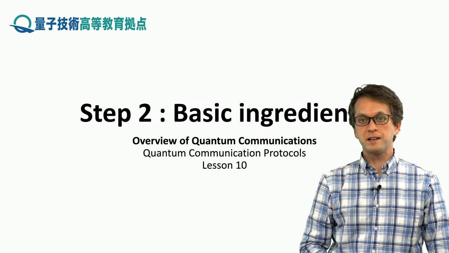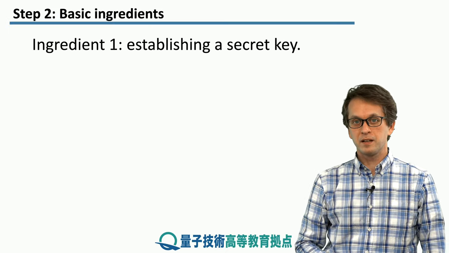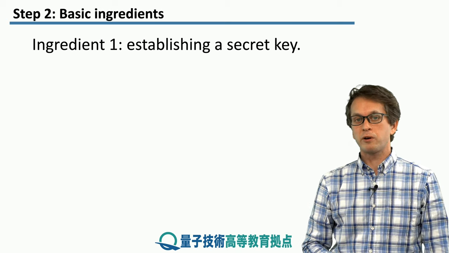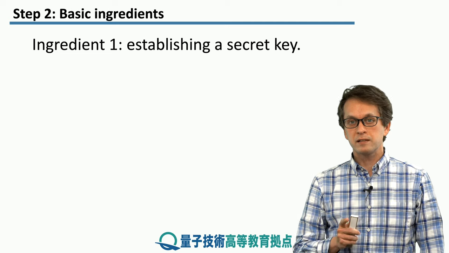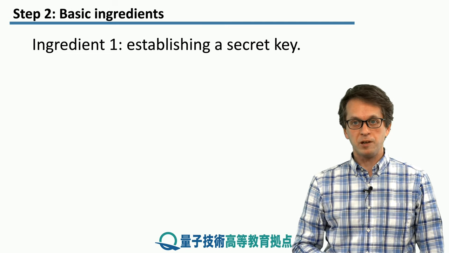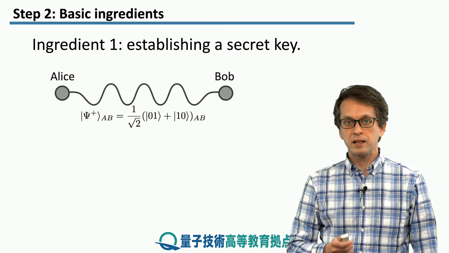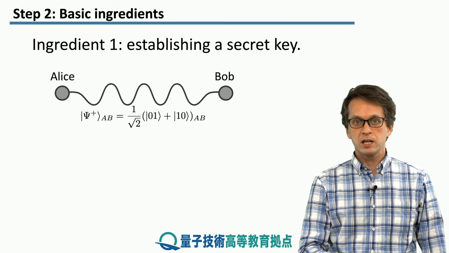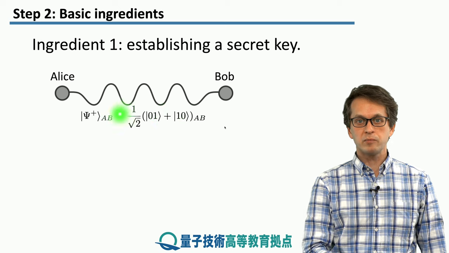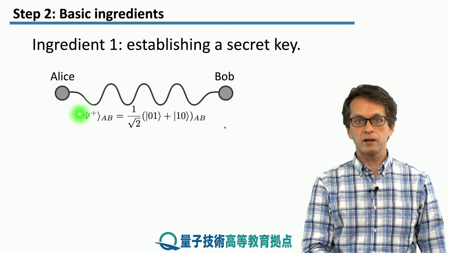Step 2. Basic ingredients. There are two basic ingredients to our entanglement-based QKD protocol. The first ingredient is the procedure of establishing a secret key. We said that for that purpose, we will use an entangled state of two qubits. So let's consider the case where Alice and Bob are sharing the following Bell pair.